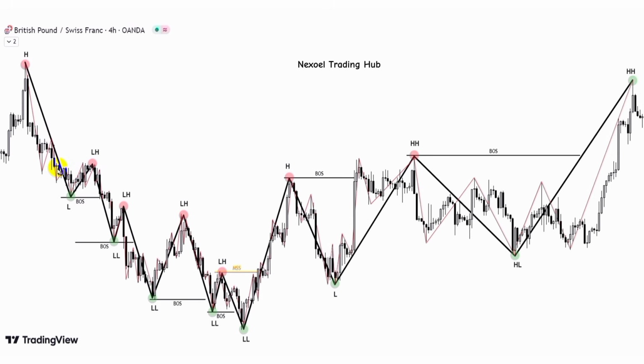But what you can see in the 4-hour time frame, we're just having this as the impulsive leg move, and then this as the ideal pullback. And then we have the impulsive leg move, this as the ideal pullback. Impulsive leg move, this as the ideal pullback.